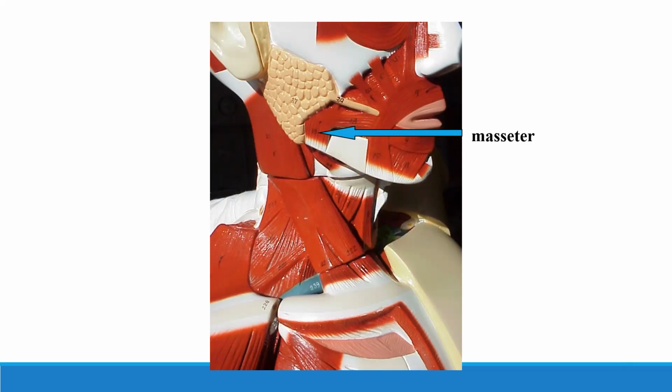There's the masseter. There is the zygomaticus. Right there.